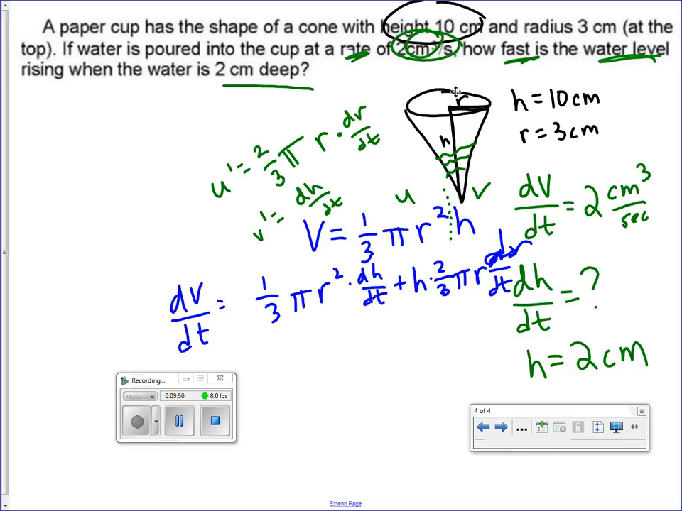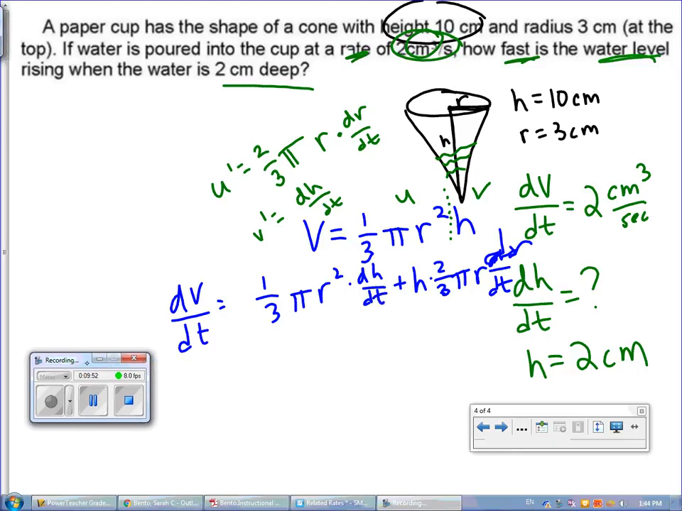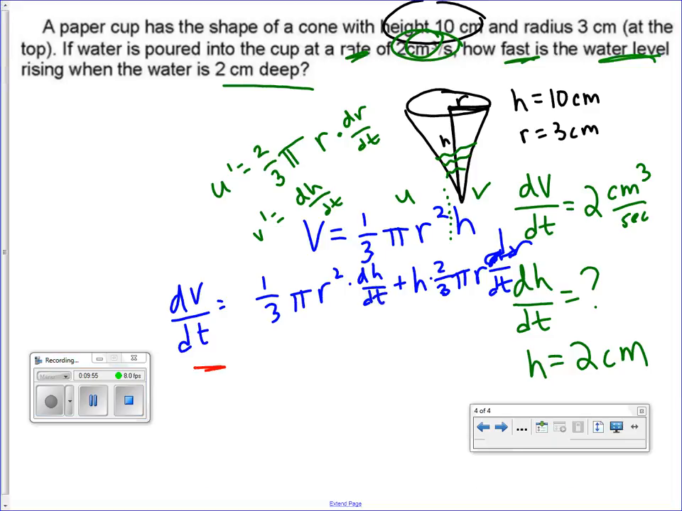Okay, so now I'm going to substitute values in. dV/dt is what I'm looking for. I have dh/dt. I have h, and that's it. But what I don't have is r or dr/dt. I do know the radius of the whole cone is 3, but we're talking about the water level. So when the water level is just 2, what's the radius there?